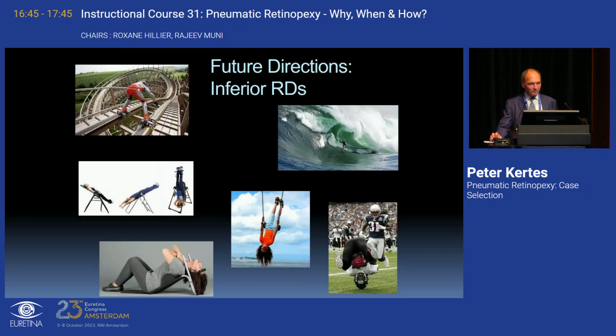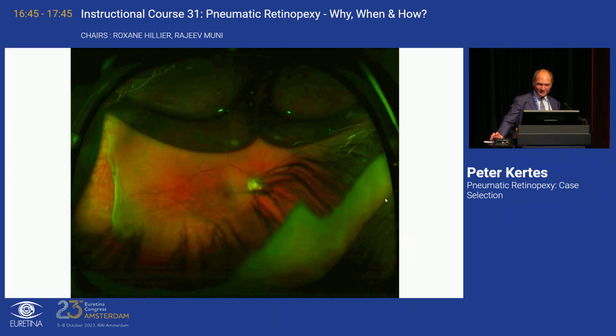first option. So what about some future directions? We'll show you some of this in our case discussion. But for inferior RDs, people can do all sorts of creative things. Usually a second bubble is all you need. And here's a patient with a giant tear post-pneumatic who's had, so far, a good outcome. Thank you.